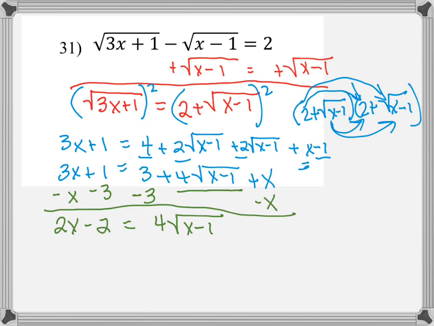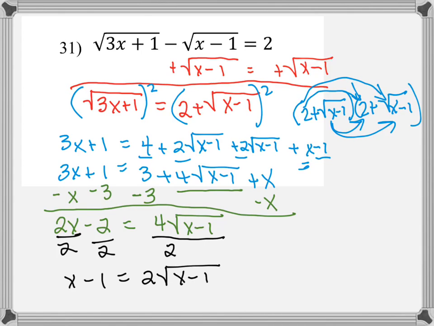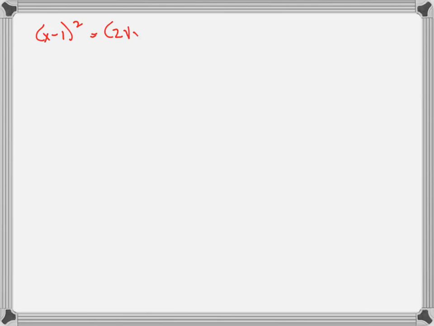If I divided everything by 4, I'd have fractions, and that'd be okay, but it would introduce a little bit higher level of difficulty. But I can make my numbers smaller by dividing everything by 2. So let's divide all 3 of our terms by 2. I'm left with x minus 1 equals 2 times the square root of x minus 1. And at this point, we will now square both sides. Let's do that on the next screen.